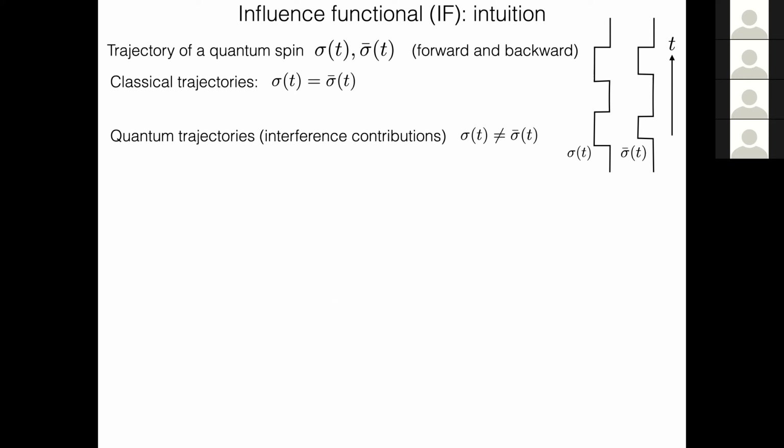Let's say we consider a quantum spin subject to interaction with an environment. In the Keldysh formalism, we consider forward and backward trajectories, sigma of t and sigma bar of t. Classical trajectories are the ones where forward and backward trajectories are exactly the same, so sigma is equal to sigma bar. And quantum trajectories are the ones where sigma and sigma bar are different, at least in part of the trajectory. And those describe really quantum mechanical interference contributions.